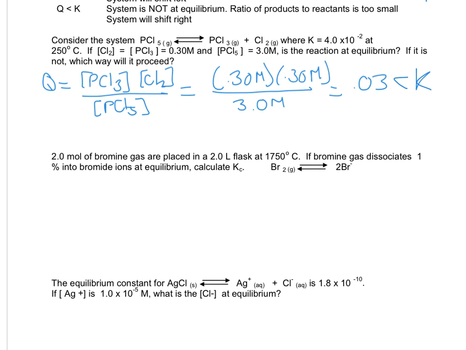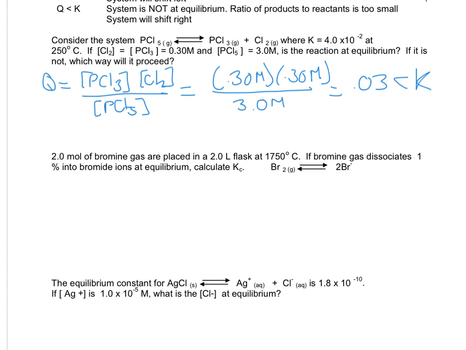So that means the ratio of products to reactants is too low. It's smaller than it should be. At equilibrium it should be 0.04, but right now it's 0.03. So that means this number is too small, which means you have too much PCl5, so it's going to shift or proceed to the left.